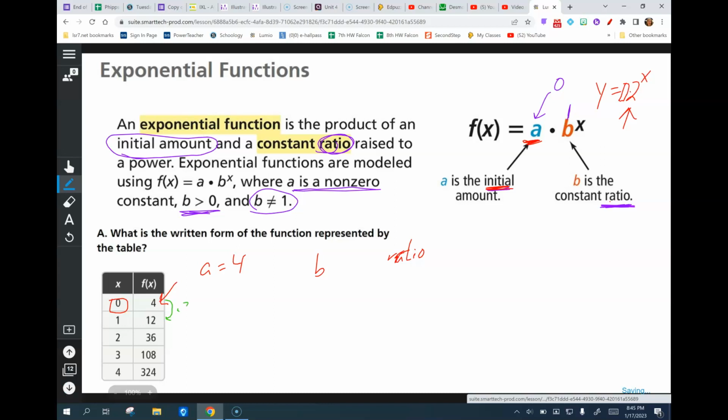I multiply by 3. If I take 12 times 3, do I get 36? If I take 36 times 3, do I get 108? Yes, take out your calculator. Now take 108 times 3, and guess what? You get 324. So what's our ratio? 3. So b is equal to 3. So our function, f of x, is equal to our initial value, 4, times b, which is 3, to the x power. That's all you have to do. Good.